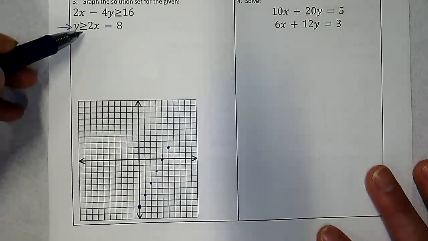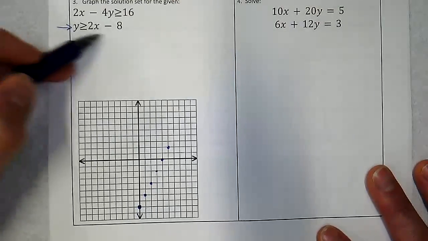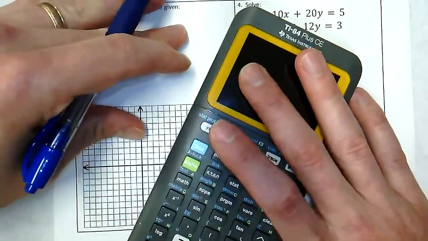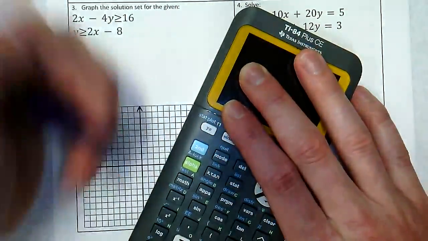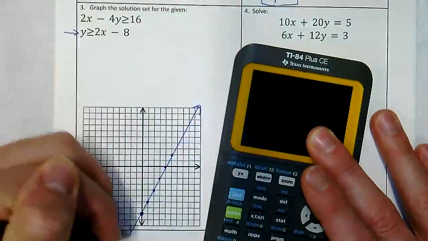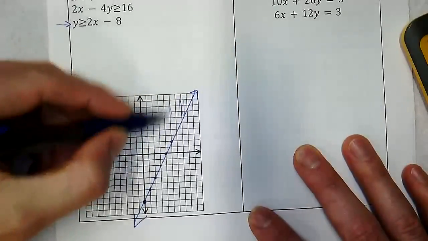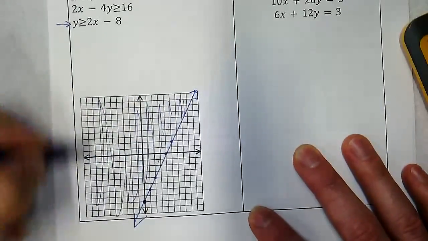Now, our greater than or equal to symbol for this inequality tells us that we're going to use a solid line, connected with a solid line. And the greater than symbol tells us that we are going to shade above.